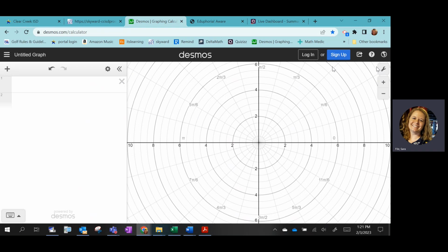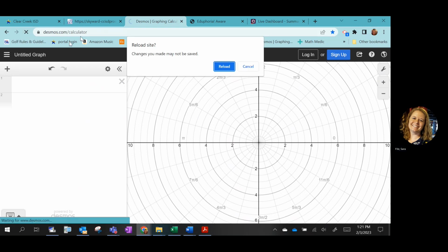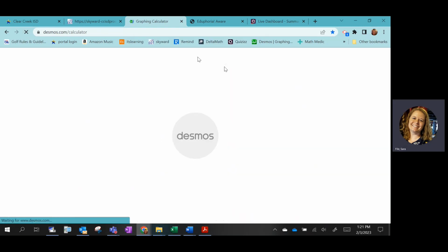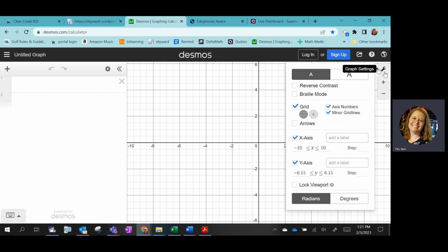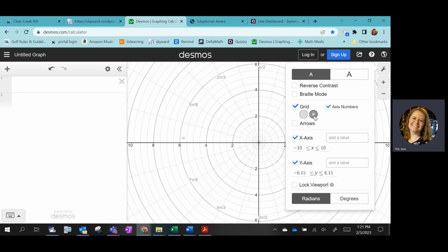Okay, so in Desmos, when you go to just the home graphing, this is what it looks like. If you want to graph polar equations, you need to change your grid from rectangular to polar. To do that, you go to the tools here, the graph settings, the wrench, and under grid, the one with the squares is highlighted. Here right next to it is the circles, the concentric circles. That's your polar grid. So change it to a polar grid.